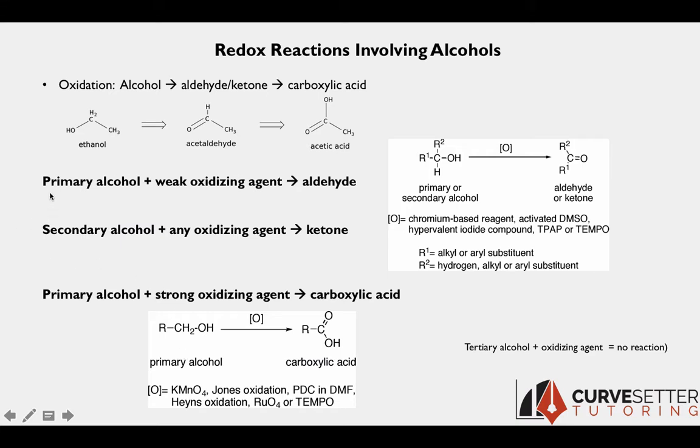So you might be confused why primary alcohol plus weak. Why only weak? Well, because if you're adding strong, it's going to be a carboxylic acid. If you're adding weak, then it'll become an aldehyde. And then finally, if you have a tertiary alcohol and you add an oxidizing agent, there's no reaction.